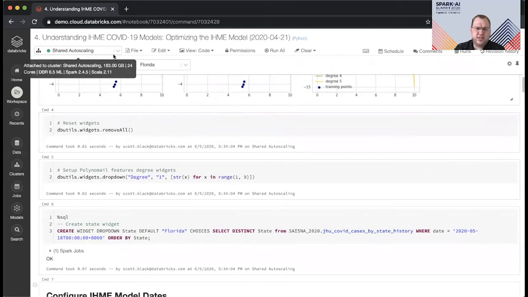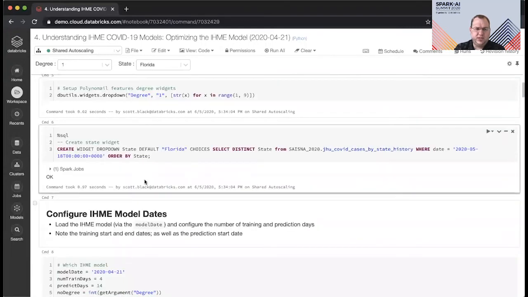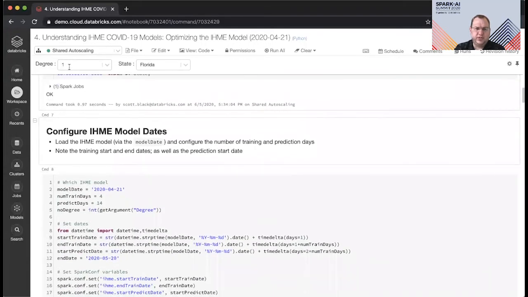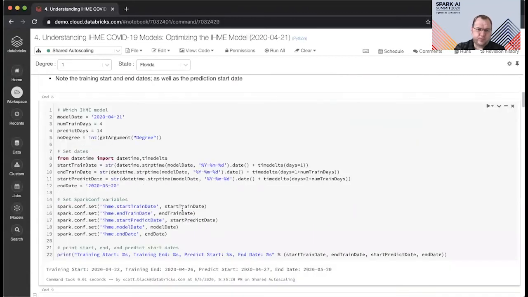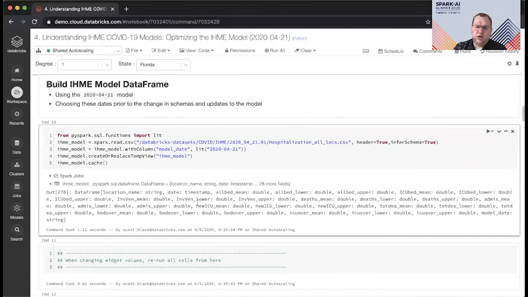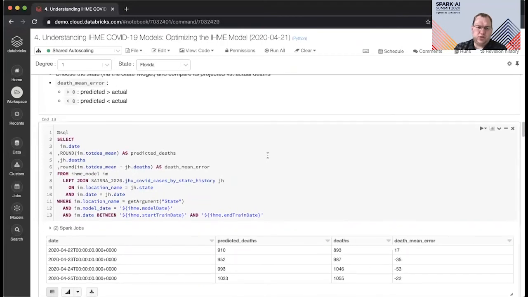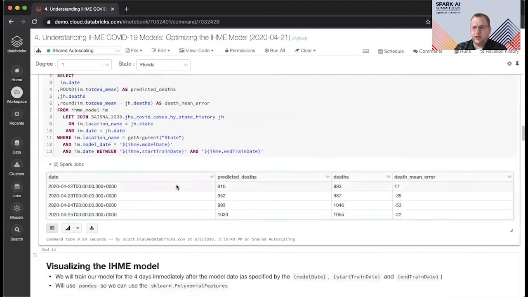There's a few widgets to set up our state and our degrees to allow us to flip quickly between what state and, again, if we want a linear regression or a polynomial model. What we do is we're going to take the predictions as of April 21st. We're going to use 4 training days, so we're going to use the 22nd through the 25th as our training data set. After that, we're going to take an additional 14 days, and that is what we're going to try and make predictions on. Then we read in our IHME data and combine that with our Johns Hopkins data set, and that allows us to create our training data set.